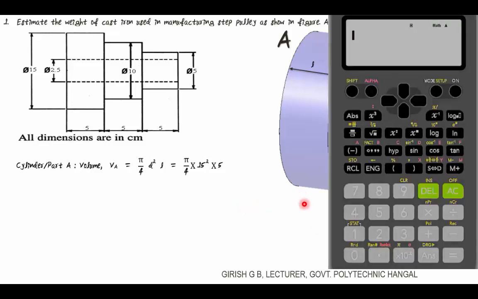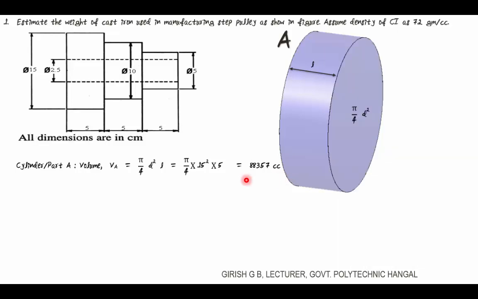Calculating the values: into the bracket pi divided by 4, bracket close, into 15 square into 5. Let's store this value to A. The result is 883.57 centimeter cube or cubic centimeter.